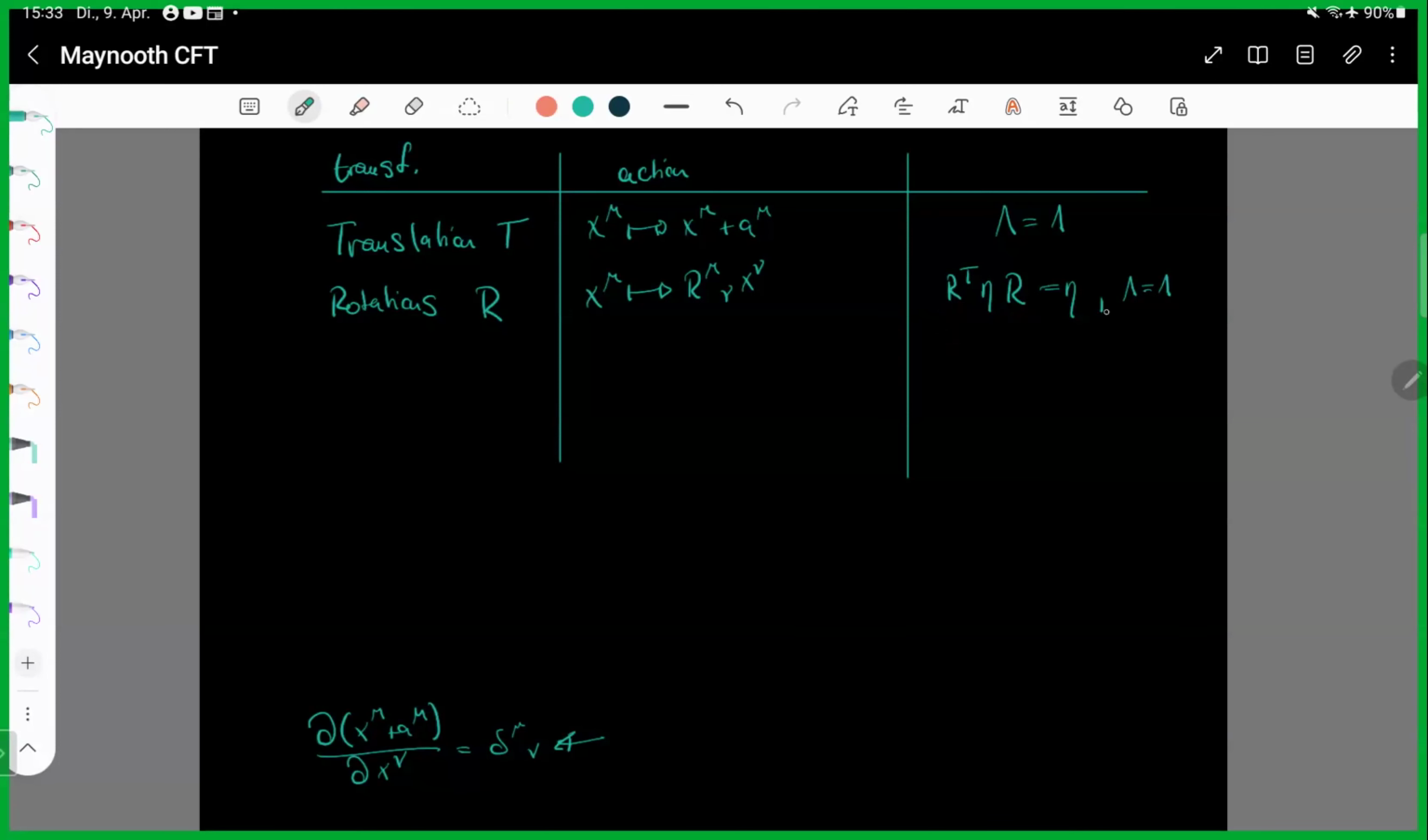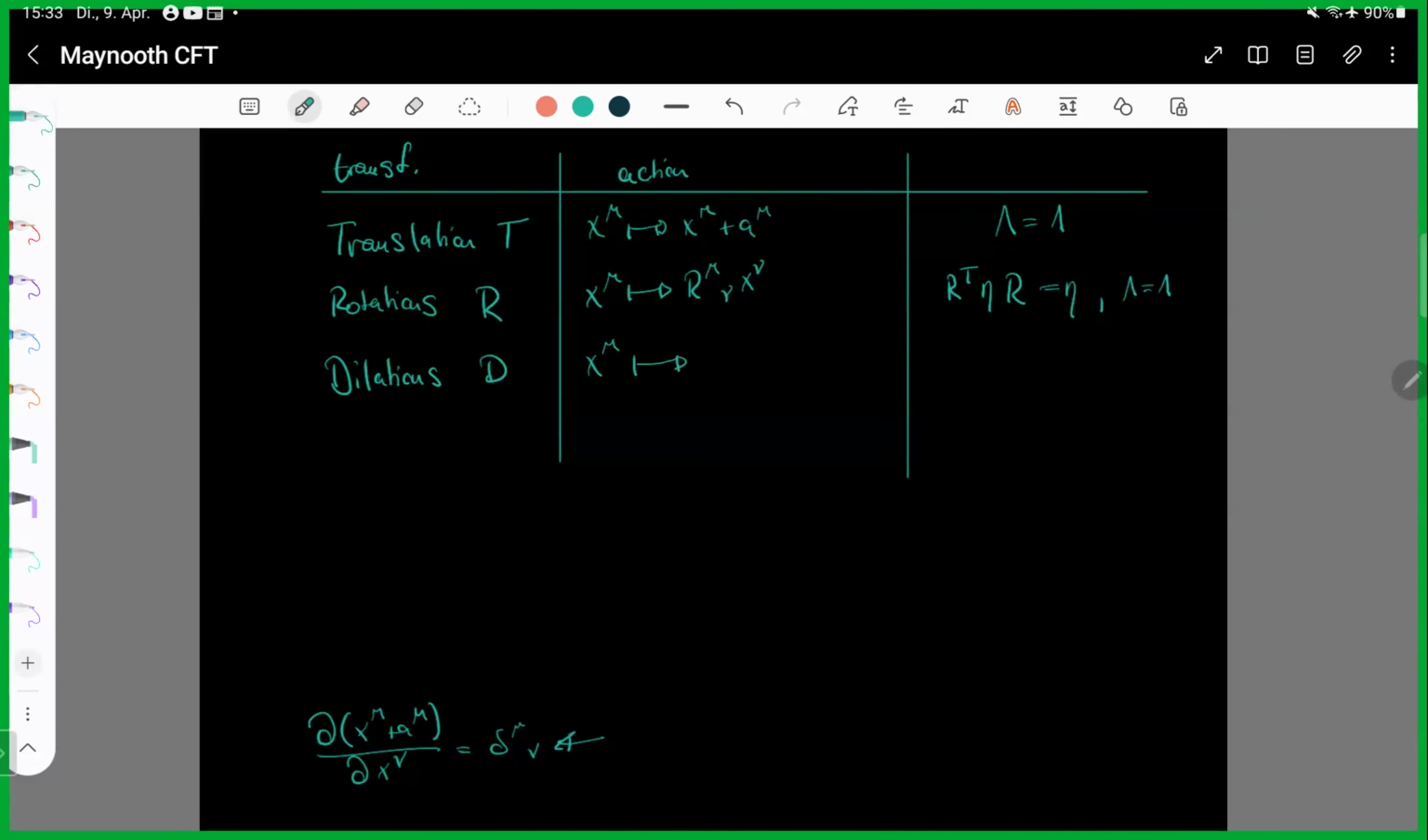So you see that this has the structure. In particular, the Poincaré group, which consists of translations and rotations, is a subgroup of the conformal group. And the conformal group has another two types of transformations. The first one is the dilation.